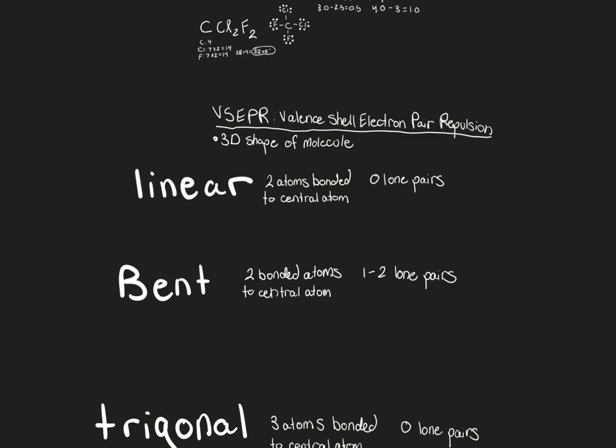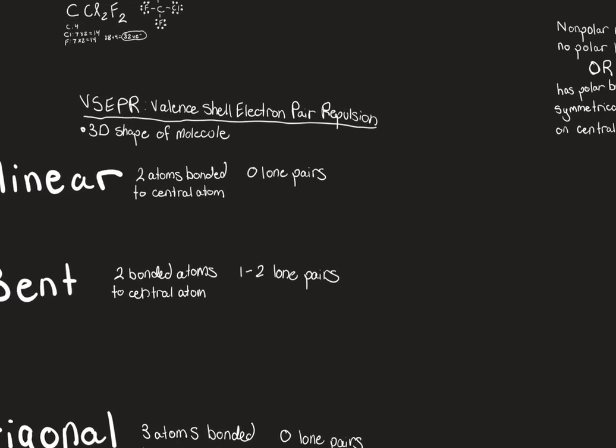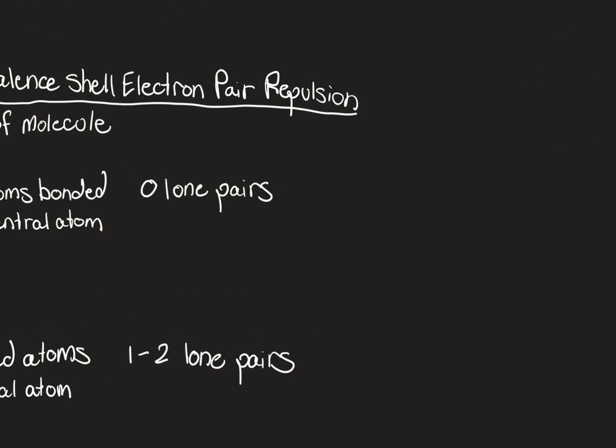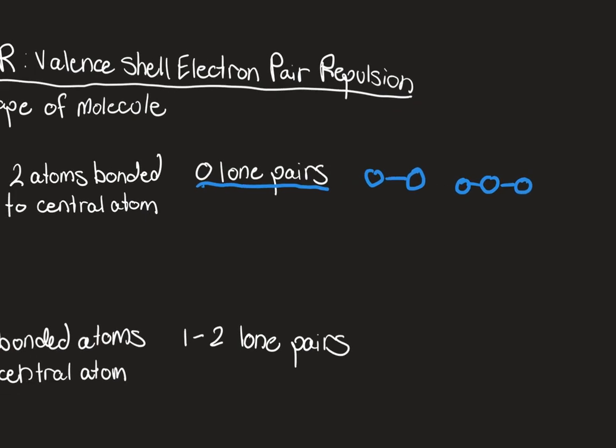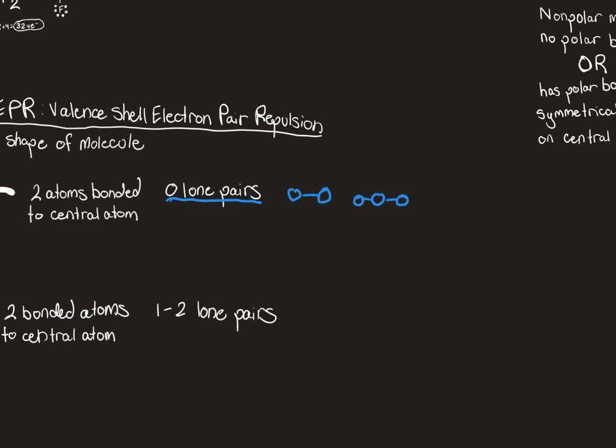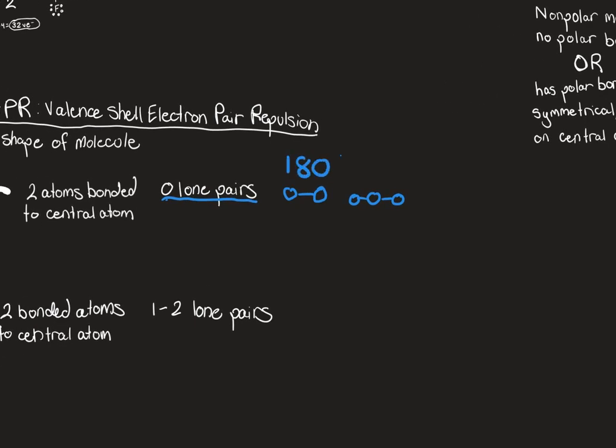So we have linear, which means we have two atoms bonded to a central atom. Linear can look like two different things. We can have a linear that looks like this, so just two atoms bonded together. We can have it here. We can also have any of these forms in double or triple bonds. The key here is that we have 0 lone pairs on the center atom, okay? And we will have a bond angle of 180 degrees.